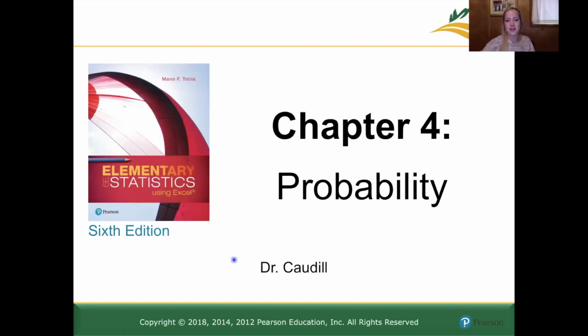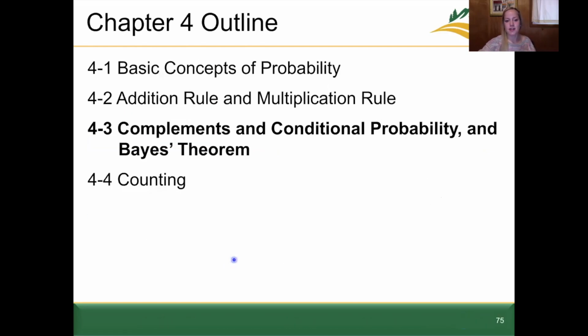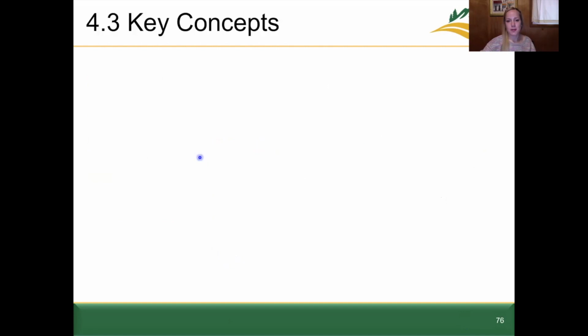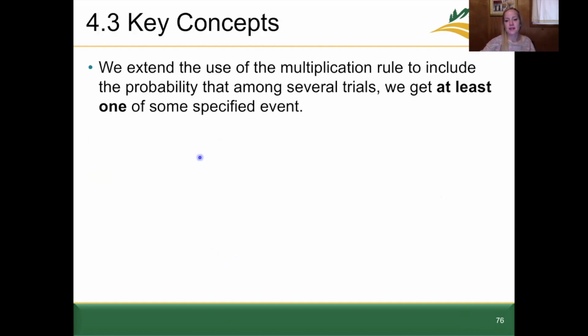So here's a continuation of chapter 4 on probability. 4.3 talks about complements, conditional probability, and Bayes' theorem. So in 4.3, some key concepts. The first is that we're going to extend the use of the multiplication rule so that it includes the probability that among several trials, we get at least one of some specified event. So with this vocabulary of at least one, we'll talk about how to deal with that.